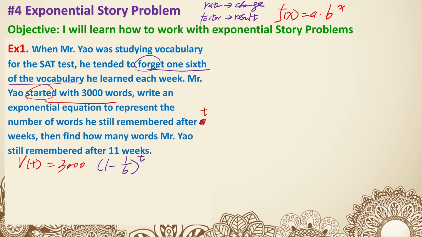The question specifically said 11 weeks, which means when t is 11. So V of 11 is 3,000 times 5/6, don't forget the parentheses, to the 11th power. And that is rounded to 404 vocabulary words. There you go. That's example 1.